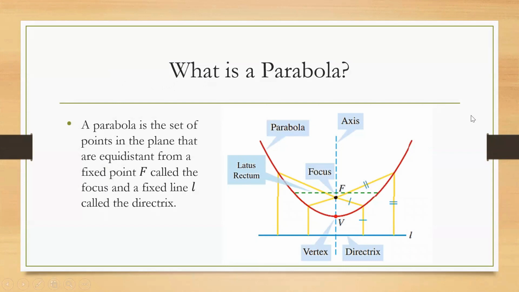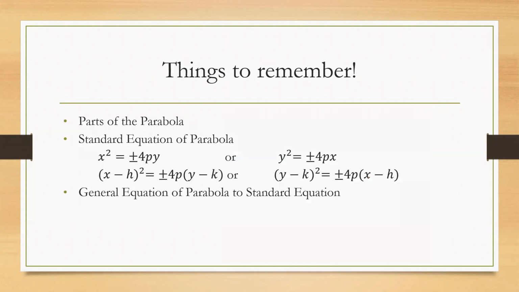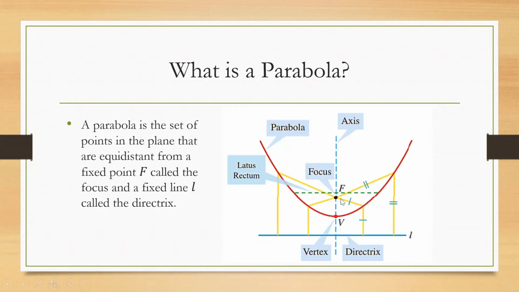So what is a parabola? A parabola is the set of points in the plane that are equidistant from a fixed point F, called the focus, and a fixed line L, called the directrix. Things to remember. First, parts of the parabola. So going back, we have here the parts of the parabola: the axis of symmetry, focus, vertex, directrix, and the latus rectum.